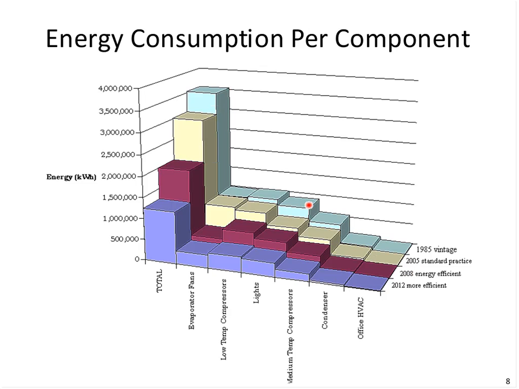If we look at the individual components here, evaporator fans, compressor, lighting, medium temp compressor and condenser, you can see where efficiency gains might have occurred. A little more efficient motors on the compressors is represented right there. Here, the lighting went from HID to fluorescent, some form of fluorescent.